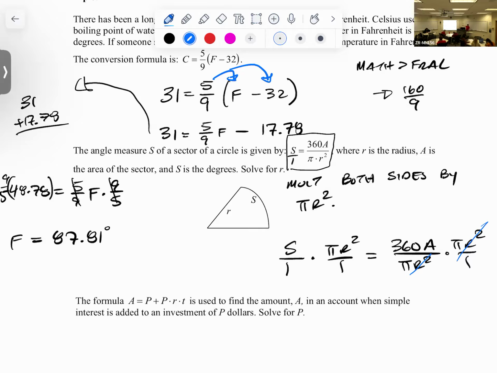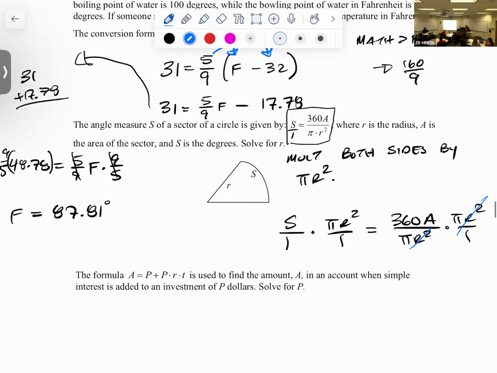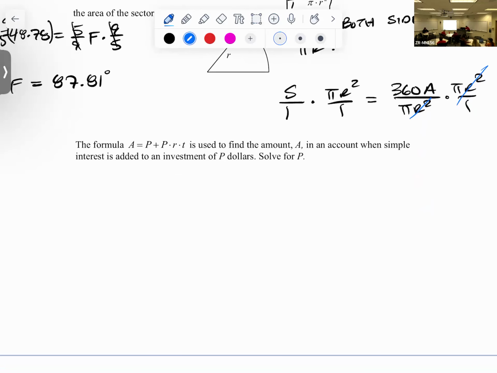Now this is just a slower version of what cross multiplication is. But most people love and remember cross multiplication. Are we kind of rusty there? The algebra is the same concept, just slightly slower. Okay, so now we have pi r squared S equals 360a.